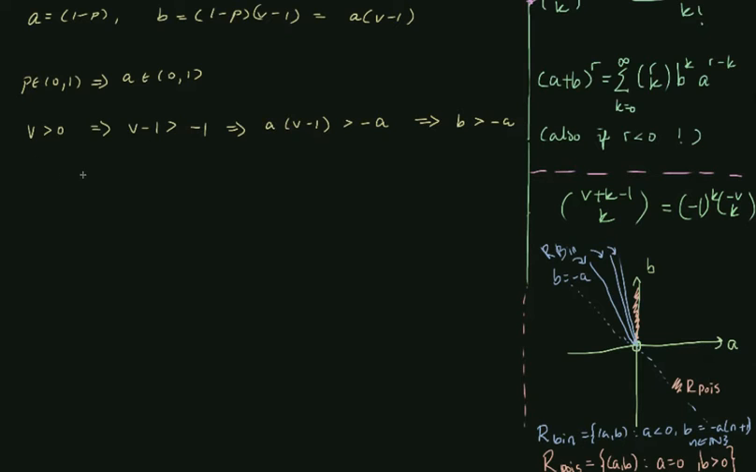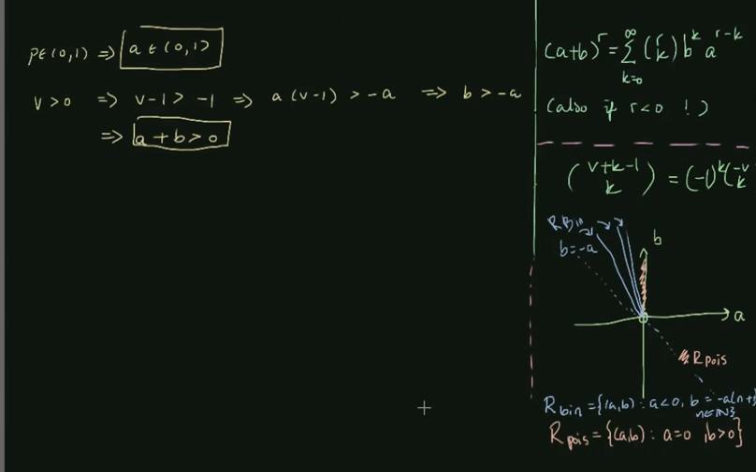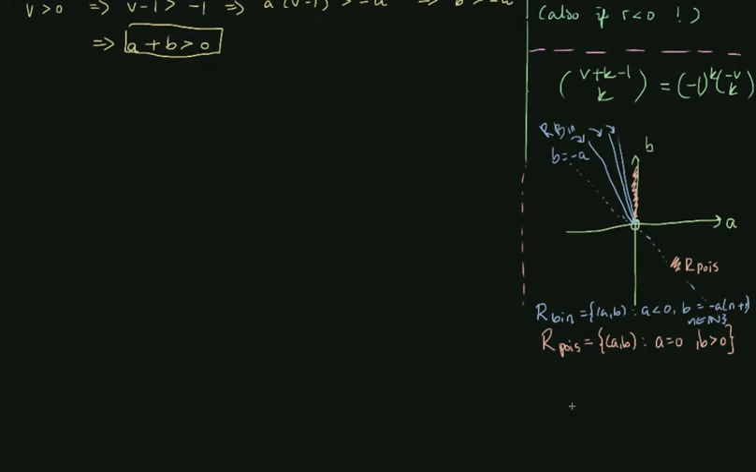And what does that mean? That means that a plus b has to be greater than 0. So we require that a lies between 0 and 1, and that a plus b is greater than 0. And so we'll write down the last AB region. The AB region for the negative binomial distribution requires a and b to satisfy a between 0 and 1, and a plus b greater than 0.